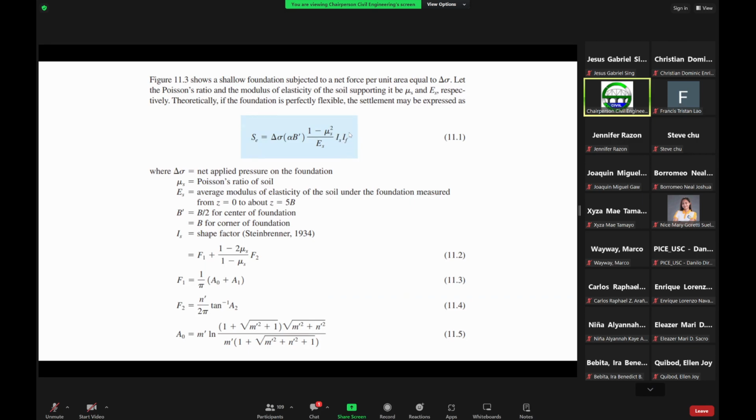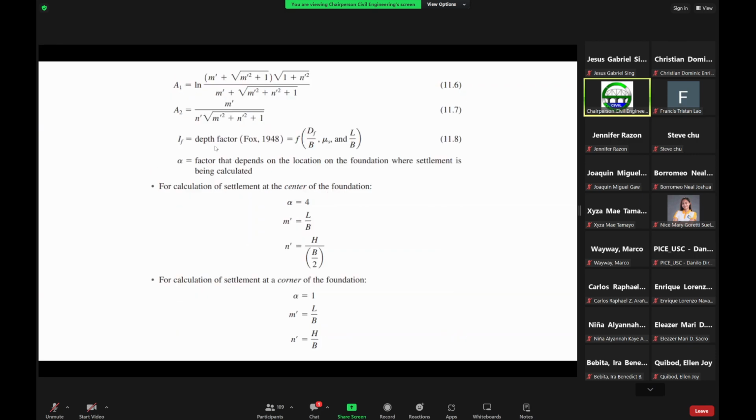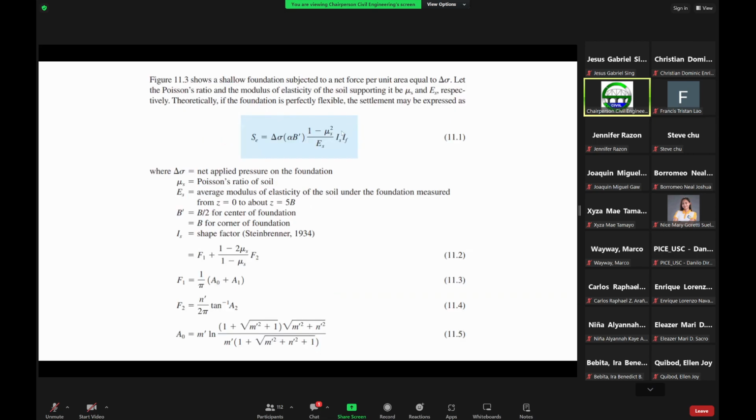Then we also have I sub f. I sub f is the depth factor, which is a function of the embedment depth of the foundation over the width of the foundation, and then also the ratio of the length of the foundation over the width of the foundation, as well as the Poisson's ratio of the soil material. So that's your I sub f.